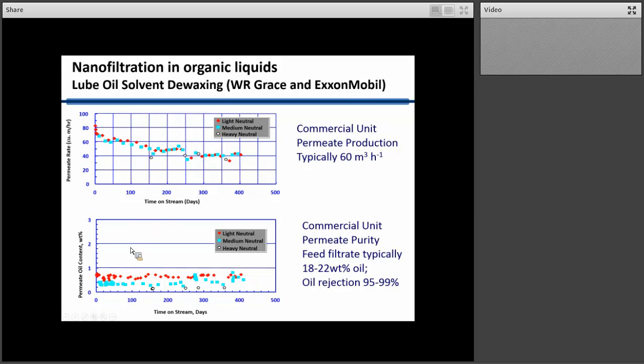And what you can see here is the oil content. So going in, the oil content is typically 18 to 22 weight percent, and coming out, the oil content is always less than 1 weight percent. So the oil that you're recycling back around, the solvent you're recycling back around, is essentially clean, and you're rejecting 95 to 99% of the oil.